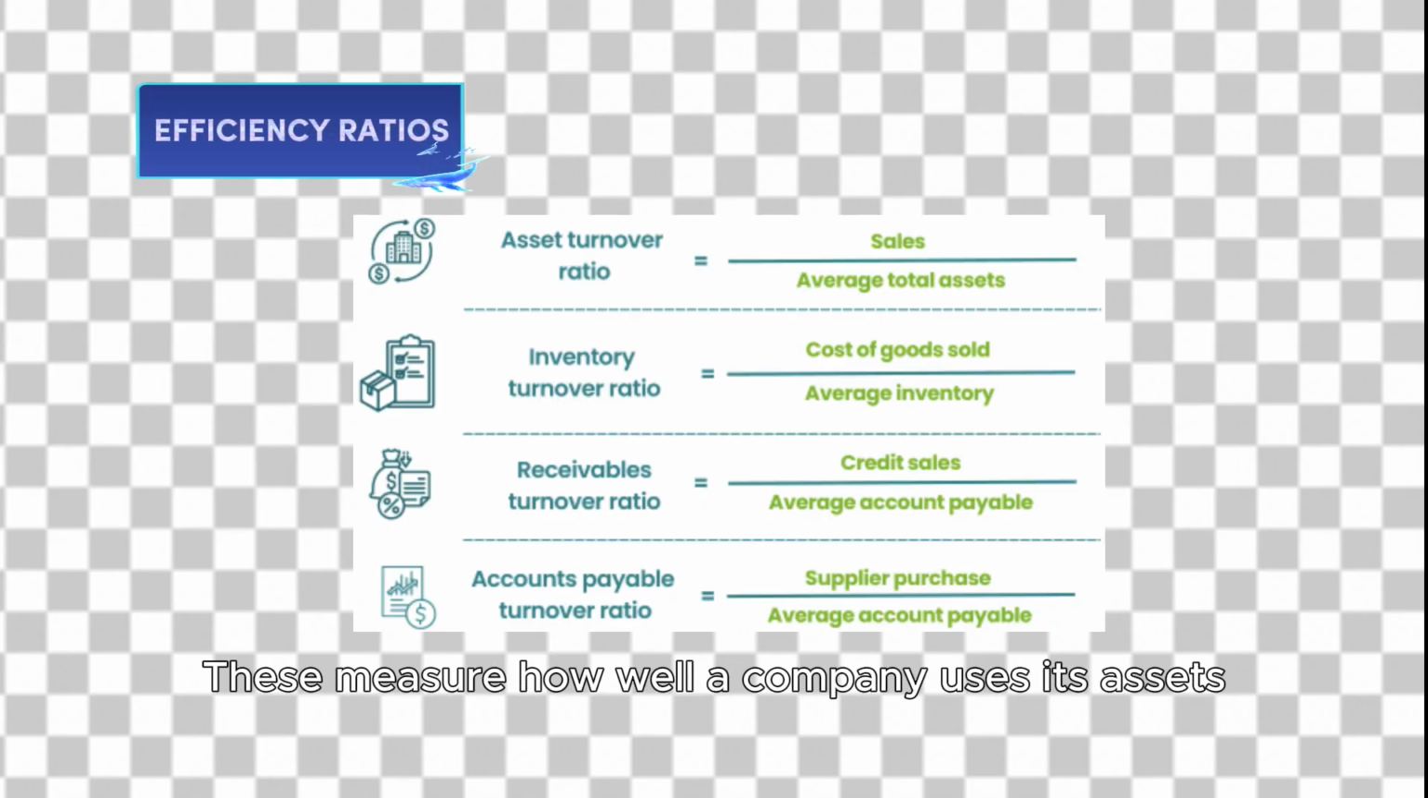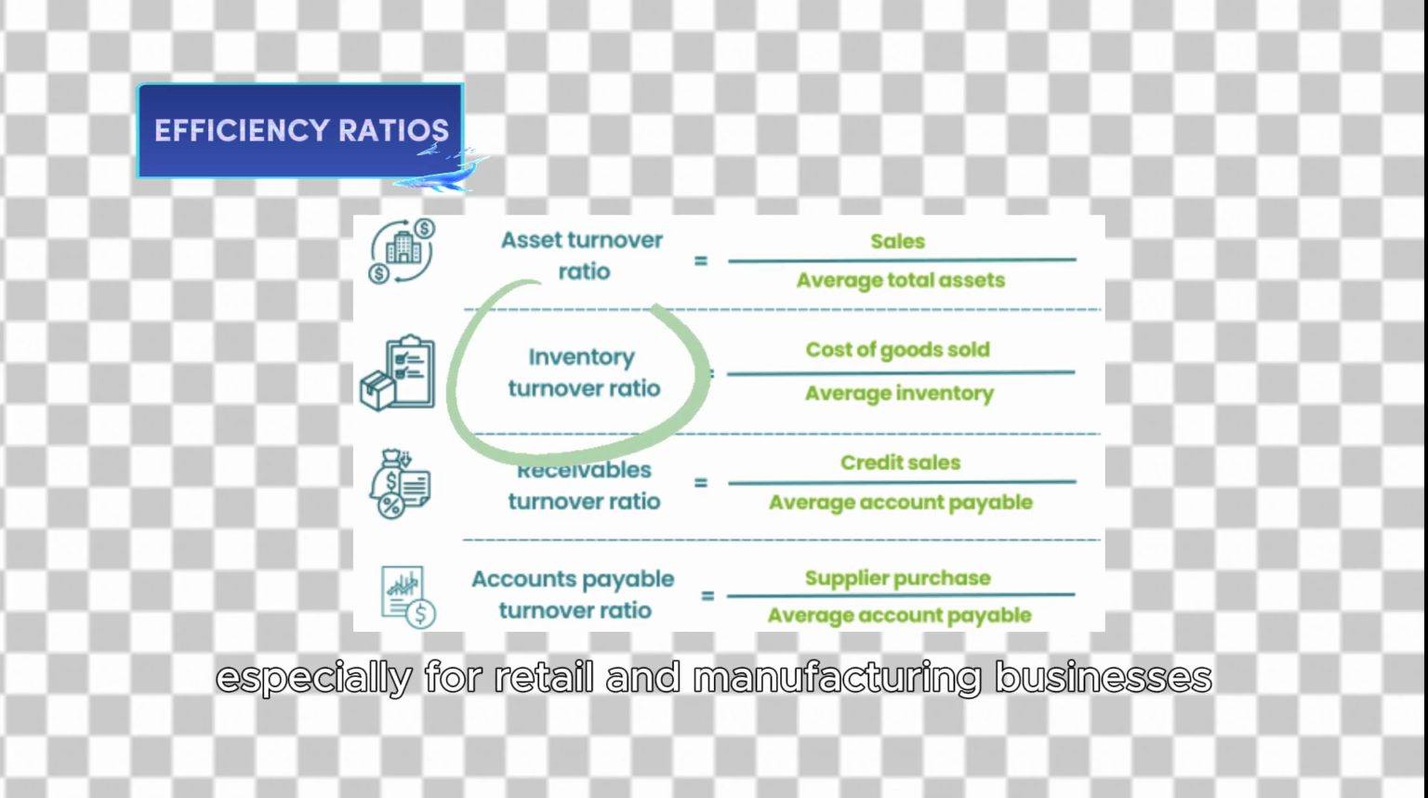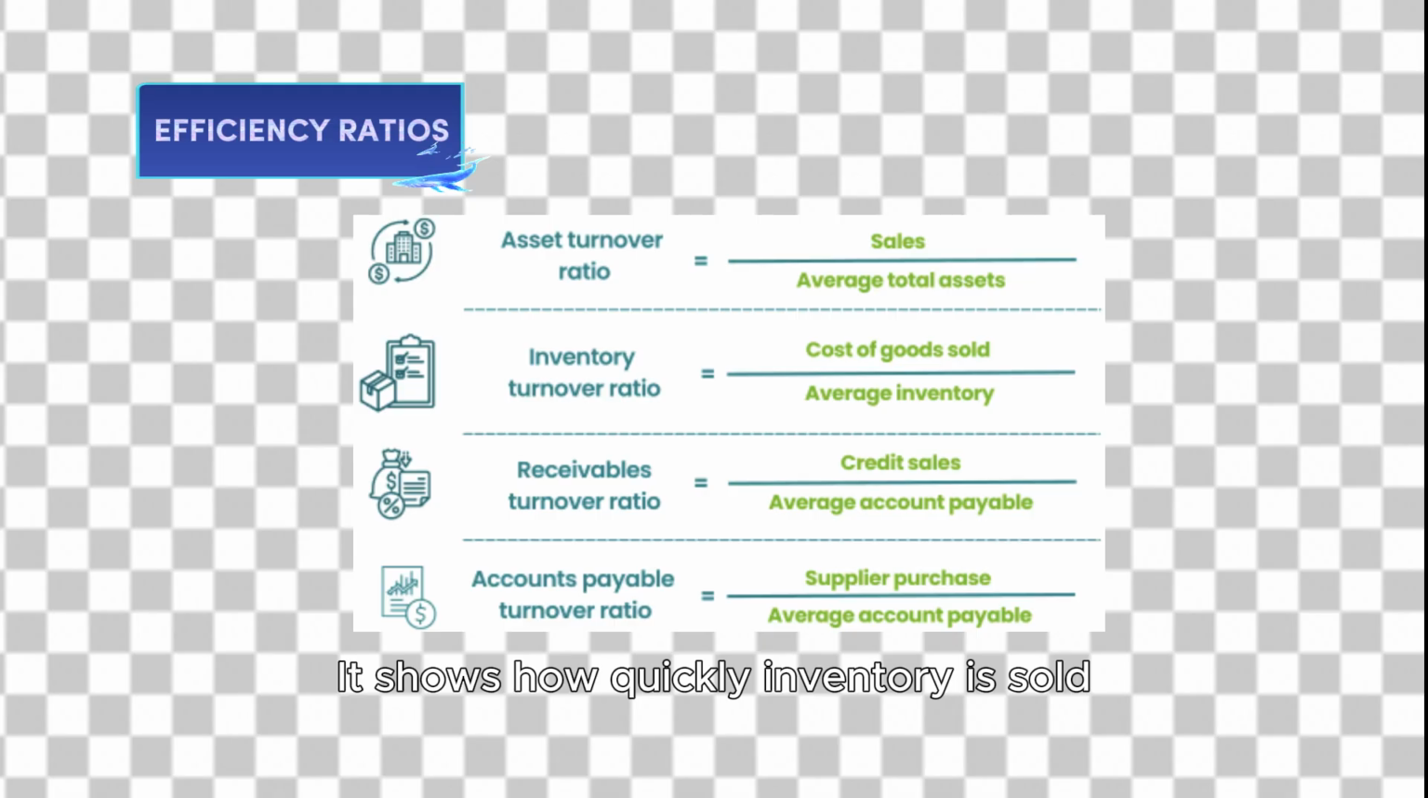Moving on to efficiency ratios, these measure how well a company uses its assets and manages its operations. The asset turnover ratio shows how effectively a company generates revenue from its assets. A higher ratio indicates better efficiency. Inventory turnover is another important metric, especially for retail and manufacturing businesses. It shows how quickly inventory is sold and replaced over a period. Faster turnover generally means strong sales and effective inventory management.